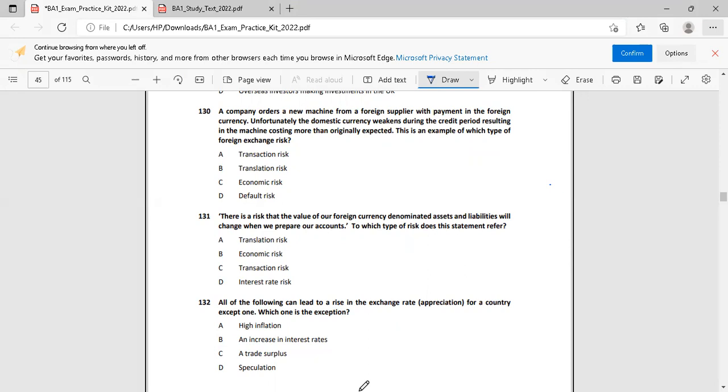Okay. Here, because of the time period between the day when there is an order and the day when the settlement is made. Here, an order for a new machine from a foreign supplier was placed. Then unfortunately, the domestic currency weakens during the credit period, resulting in the machine costing more than originally expected. This is an example of which type of foreign exchange risk? Please answer.